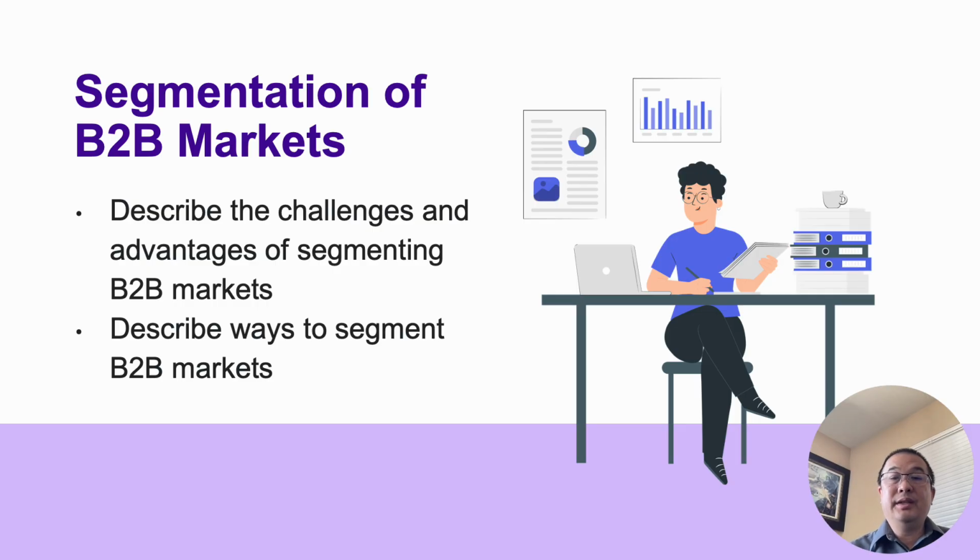Number 3, different needs. Even companies in the same industry may require different products or services. Number 4, longer sales cycle. Business purchases usually take weeks, months, sometimes over a year.